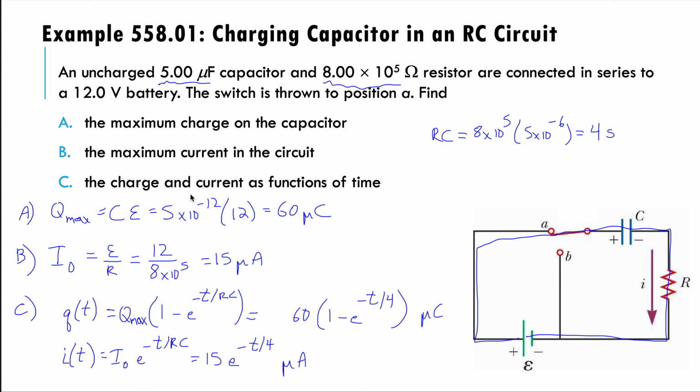So there we have it. We used the equations for charge and current, how they vary as a function of time for a charging capacitor in an RC circuit.